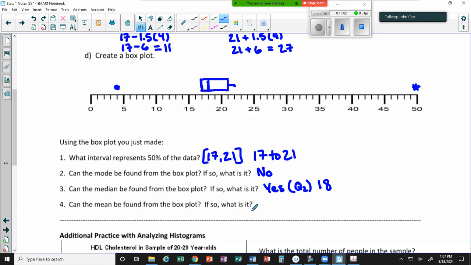Can the mean be found from the box plot? If so, what is it? If you didn't have the data set, just the box plot, then no, you can't find the mean from that, right? Now, since we knew the data on this one, we could find the mean. We could also find the mode if you know the data. But if you're just looking at the box plot or box and whisker plot, you cannot determine that. Okay?